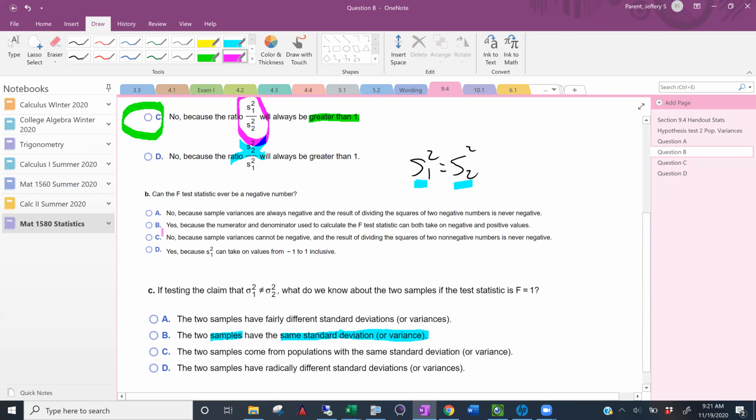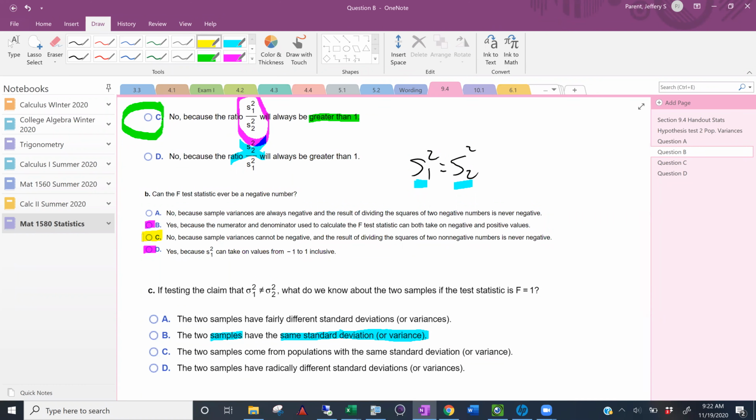Oh, well done. Cool. I didn't even have to walk you through that one. Both of these have to be positive; they can't be negative. So we can get rid of this one and this one right away. Because sample variances cannot be negative, the result of dividing squares is positive. So the correct answer is this one, it's C. Well done. Thank you.